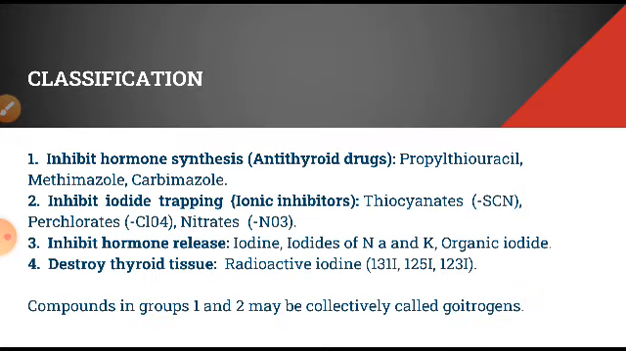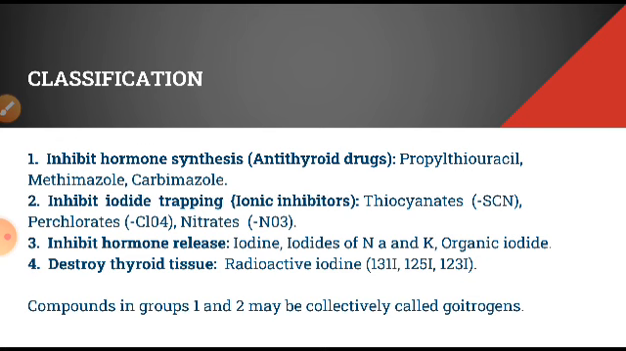So, let us see what the other drugs in the classification are. First category is inhibit hormone synthesis, right. These are the anti-thyroid drugs: propylthiouracil, methimazole and carbimazole. Second is inhibit iodide trapping, the ionic inhibitors, for example thiocyanates, perchlorates and nitrates. Third is inhibit hormone release: iodides, sodium and potassium salts, organic iodides.